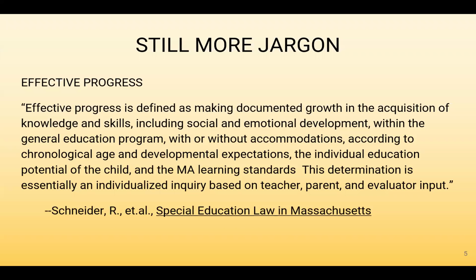All of this is predicated on the idea that the student will make effective progress in the curriculum. Effective progress is progress in a number of areas. It's not just in acquiring knowledge and skills. It includes how students are developing in terms of their social and emotional development. It can be within the general education program. It can be with or without accommodations. But it's also based on how old the students are chronologically and what is expected developmentally.